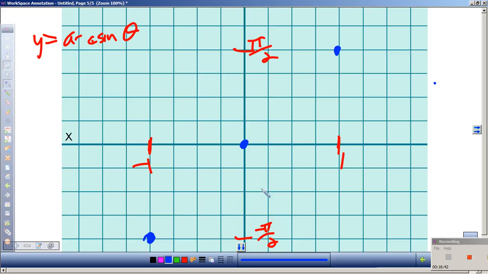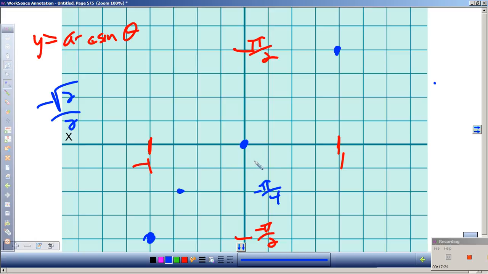Here, let's call this negative pi over 4. What is the sine of negative pi over 4? Okay. Negative root 2 over 2. What is negative root 2 over 2 as a decimal? Okay, root 2 is about 1.4. So 1.4 divided by 2 is 0.7, so about negative 0.7. So here, negative 0.7 would be somewhere around there. This would be 0.75, so probably closer there.